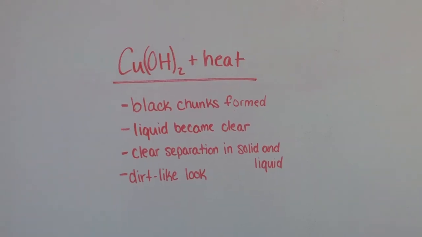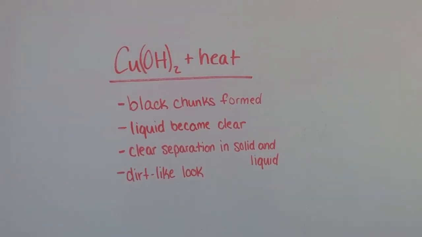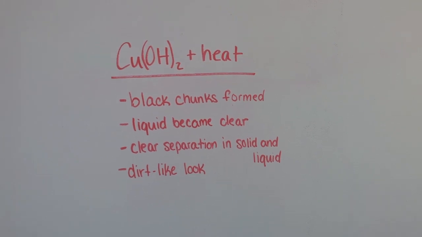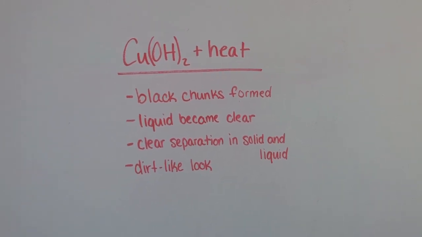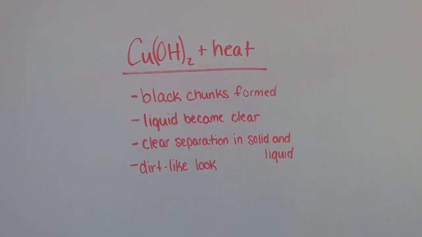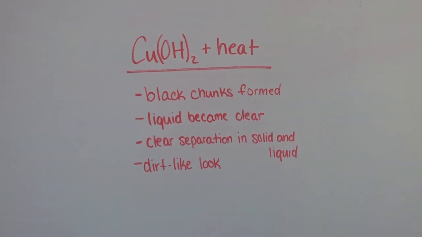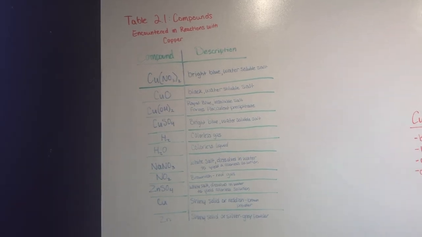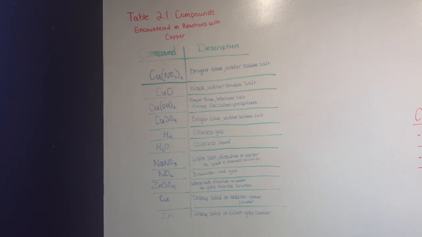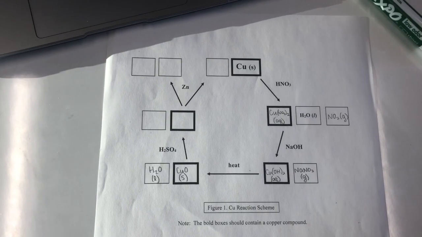When the copper 2 hydroxide was heated, black chunks formed, the liquid became clear, there was a clear separation in solid and liquid, and the solid looked dirt-like. On table 2.1, it shows that this is copper oxide.